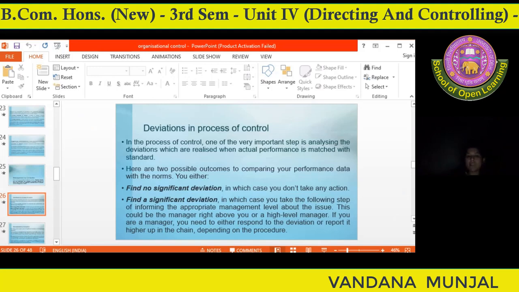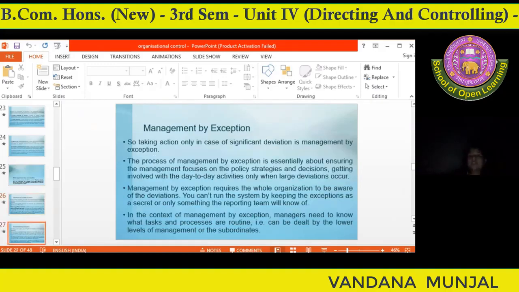of management by exception. The process of management by exception is essential about ensuring that management focus on the policies, strategies, decisions where larger deviations are there. And in the context of management by exceptions, managers need to know what tasks and process are routine and can be dealt in the routine manner, and what tasks and routine are strategic in nature.